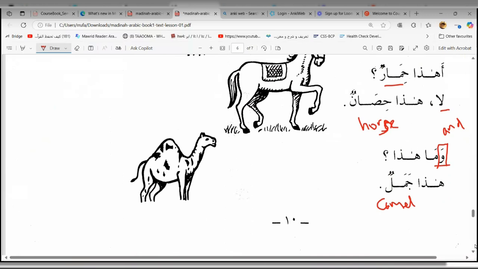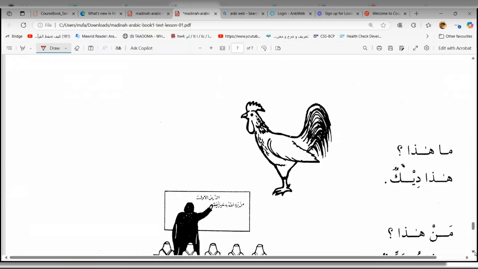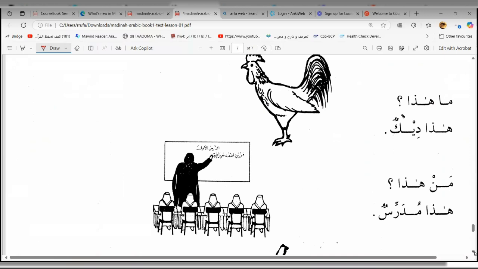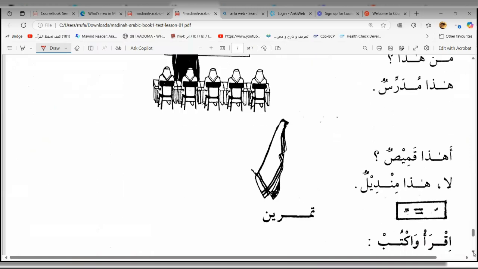Okay. Let's keep going. More vocabulary. ما هذا؟ What is this? This is a rooster. Man hada? Who is this? Hada mudarris. This is a teacher. هذا قميص. Is this a shirt? لا. هذا منديل. This is a handkerchief.